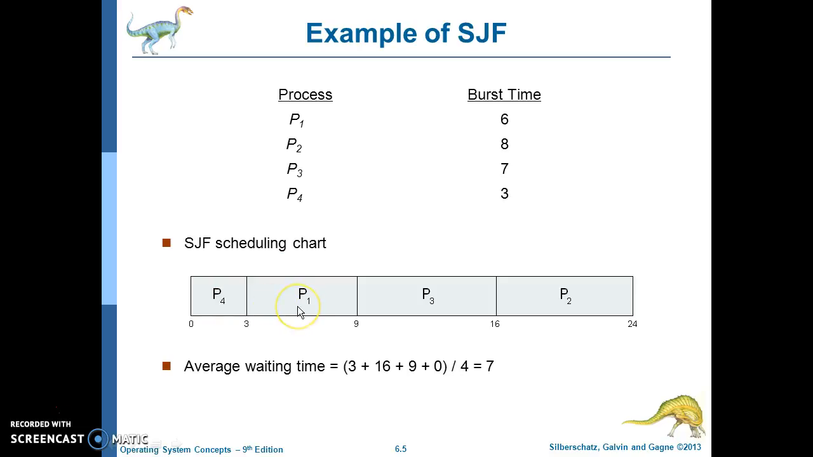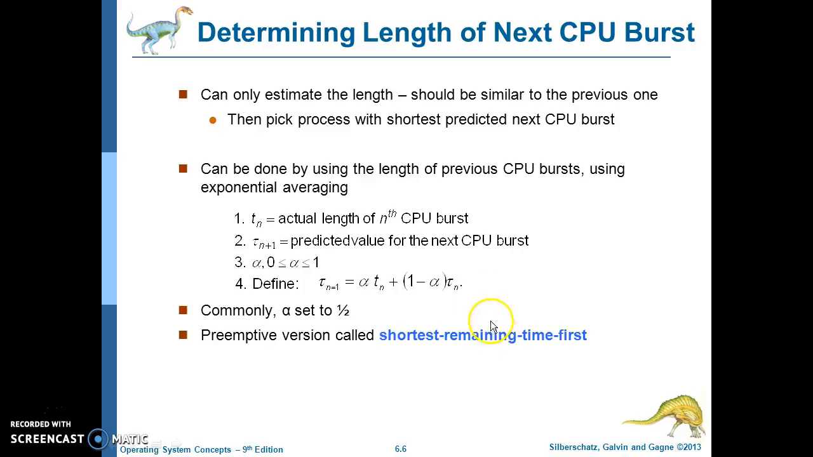Next process is P1, because the burst time of P1 is 6, which is less than 8 and 7. Next P3 is allotted for a period of 7 milliseconds, then P2 is allotted for a period of 8 milliseconds. So the average waiting time comes to around 7. The main challenge here is to determine the length of the next CPU burst. How can we determine it?